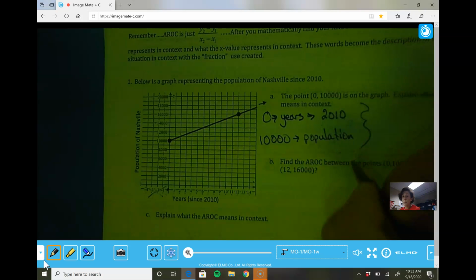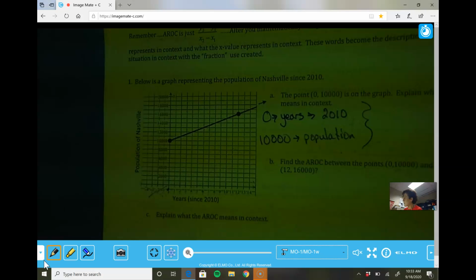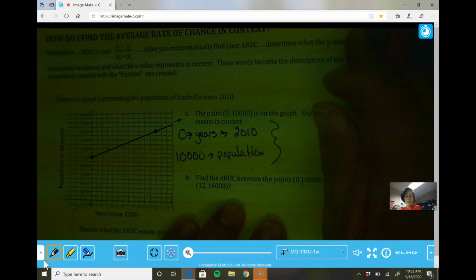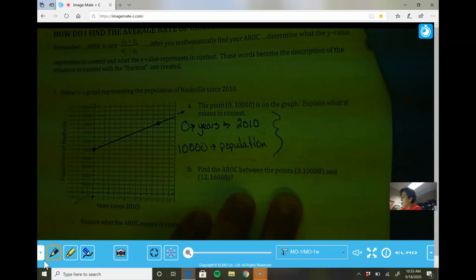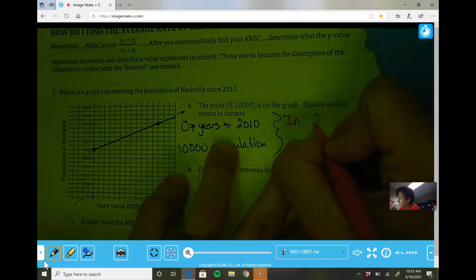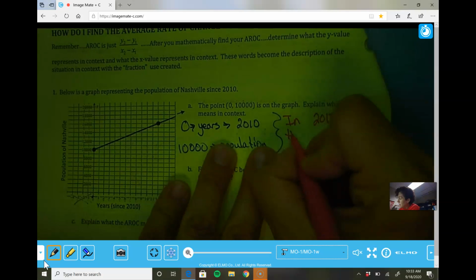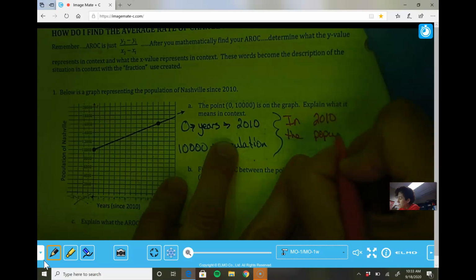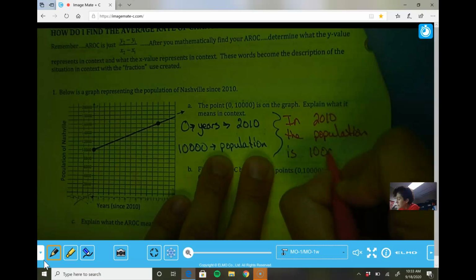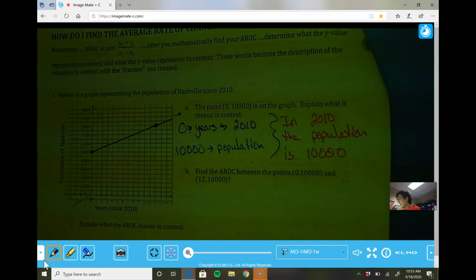So what does this mean? That is not an acceptable answer of what I just wrote. So explain what it means in context. And again, I see this is a dark picture for you. It just means that in 2010, the population, you write it as a sentence, is 10,000. That's not the only way you can write it, but that's how I'm going to write it.